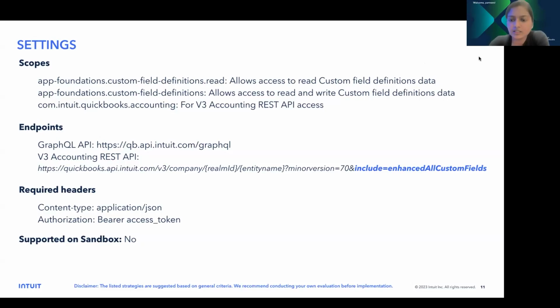And another specific thing we wanted to call out here, it's the same pattern. We make the GraphQL API call for the custom fields. For the REST API, when you make the call, please make sure to include the parameter, specifically include equal to enhanced all custom fields. So if you're trying to create custom fields and you try to attach to a transaction without including this parameter, then you will not see that within QuickBooks. It doesn't really get attached.